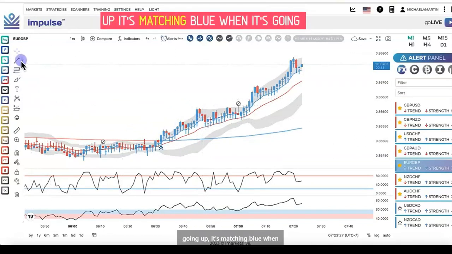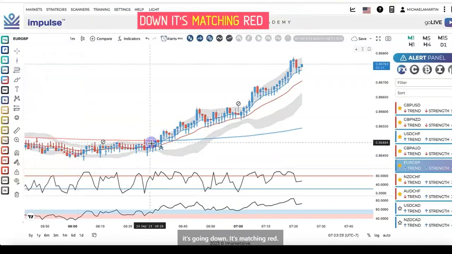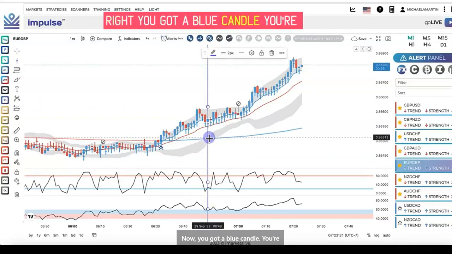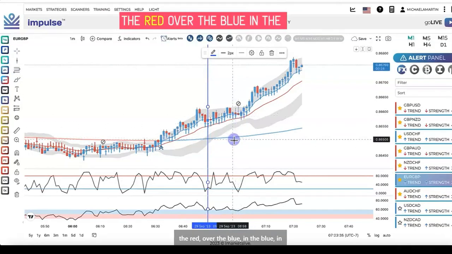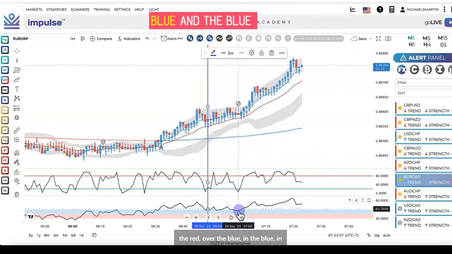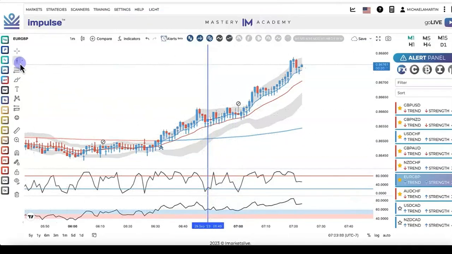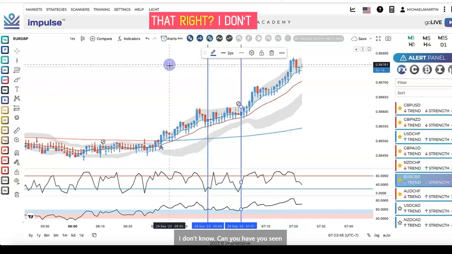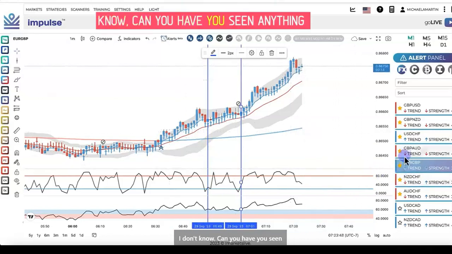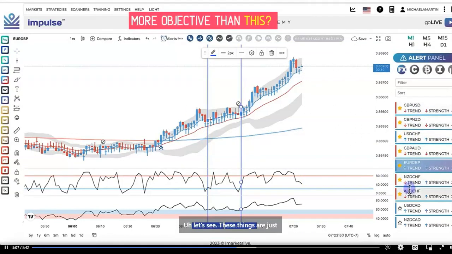When you're going up, it's matching blue. When it's going down, it's matching red, right? You got a blue candle, you're there, right? Over here, blue over the red, over the blue, in the blue, in the blue, right? Blue candle, and you got that, right? I don't know. Have you seen anything more objective than this?